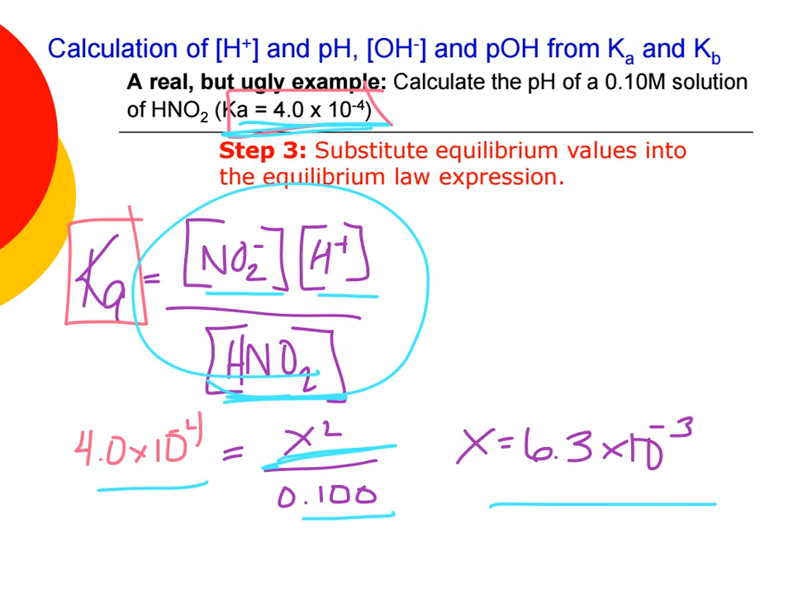Keep in mind that we assumed x was equal to the hydrogen ion concentration, so this is also our hydrogen ion concentration. So 6.3 times 10 to the negative third is what we're getting for that hydrogen ion concentration, which should allow us to lead to the pH. But this time we're actually going to check the 5% rule.